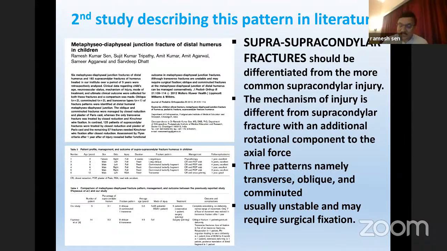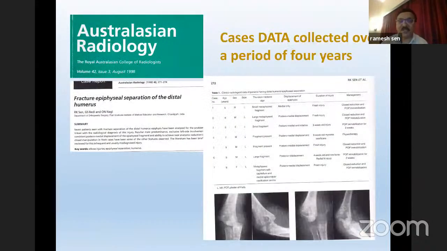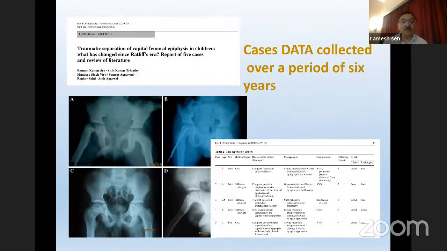So what I'm saying is that it is just a collection of cases, just the data which I was accumulating, that was giving me papers rather than any organized study. Now, because of my interest in collecting unusual cases, this is data of fracture epiphyseal separation of the distal humerus collected over many years, because you don't get so many. Then this traumatic separation of the physis, again five cases of the type one injury, which I had collected.